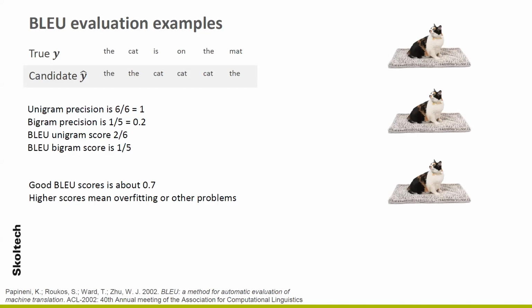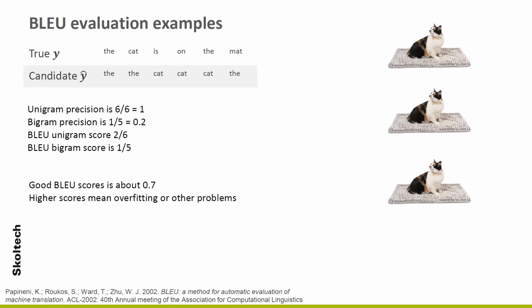Also, using this trick, we can limit how many times we can count each unigram or bigram. So if we have this two there, one cat, our unigram score is not 2 divided by 6, but 3 divided by 6. And the bigram score is 1 divided by 5, because we have only one bigram, a sequence of 2 tokens, the cat, that occurs in the initial sequence. All other pairs, like cat, cat, are not something we see in the initial sequence.